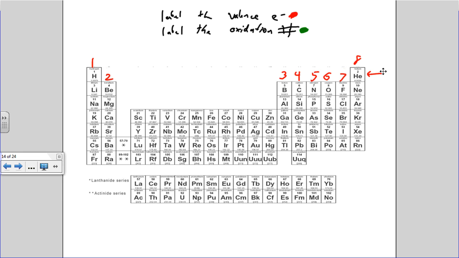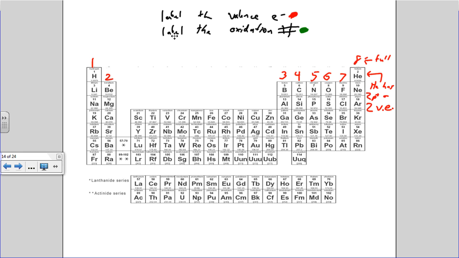Now, remember, helium has 2 protons and 2 valence electrons. Okay, so helium is a special case. All these other ones have your 8, your full. So remember, 8 really means full valence shell.